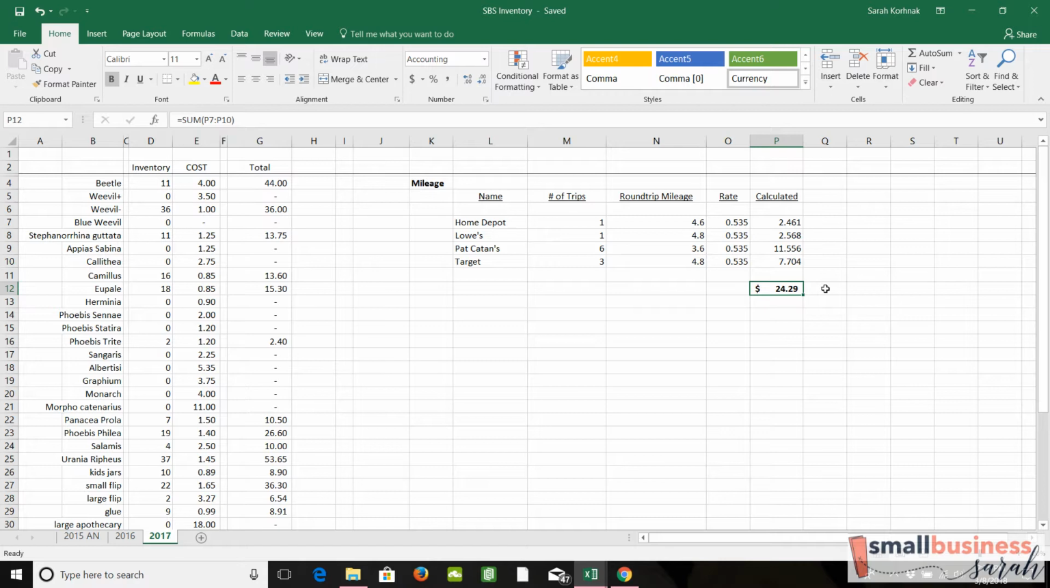This is not the IRS correct way to do mileage, although I feel confident doing things this way because I'm using my business credit card when I go to these places. Therefore, I know I drove there for a business purpose. That's kind of how I justify my method in my head.